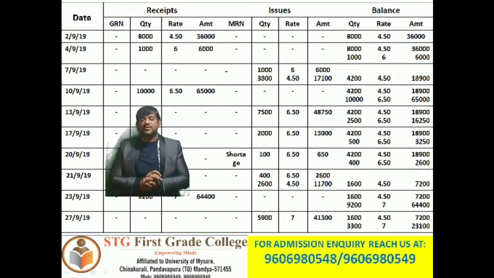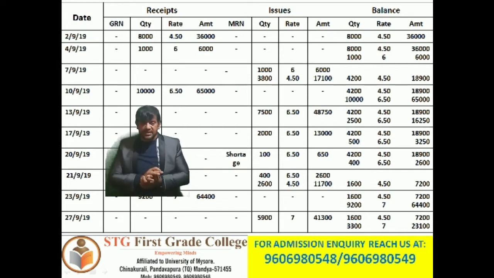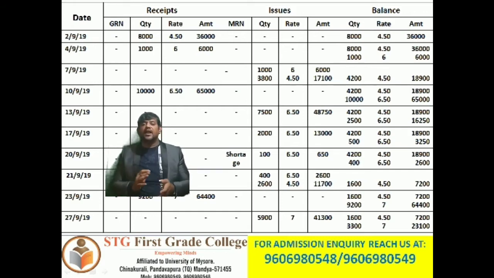On 10th September 2019, again there is a purchase of 10,000 units. How much? 10,000 units at rupees 6.50 per unit. So go to the receipts column: GRN dash, quantity 10,000, rate per unit 6.50. Now multiply 10,000 into 6.50, that comes to 65,000 rupees.